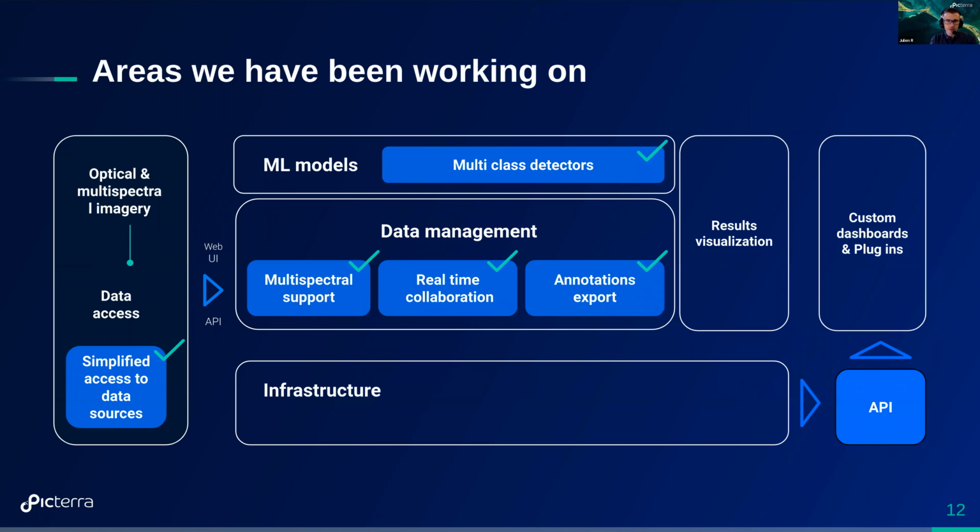So before we jump into the demo, I just wanted to highlight a bit the areas that we've been working on, and that I will demo in the following minutes. So on one hand, I will start with the collaboration. So it's the main feature today. So we'll spend quite some time looking at the real-time collaboration and how we can use this to build better detectors within Picterra. But then we'll also look at some of the multispectral support we have, some of the additional ways we have put in place to access data sources, and also some improvements we made on the detectors and the export of annotations.